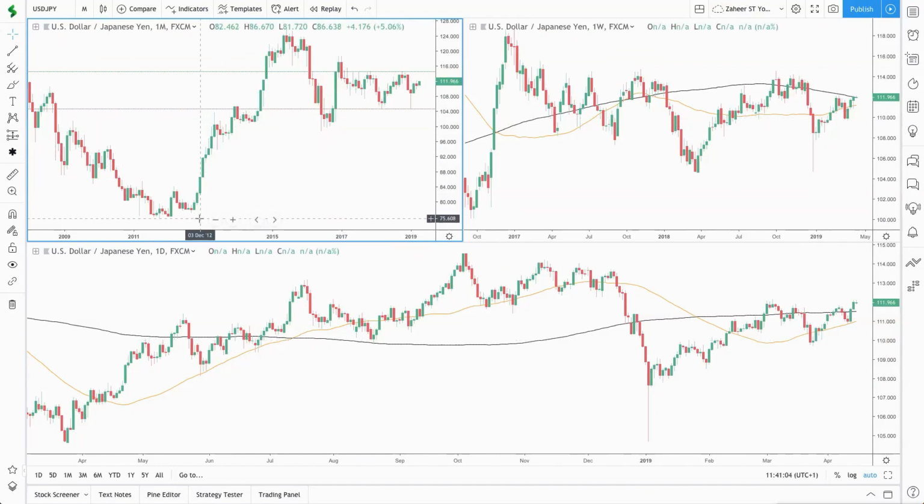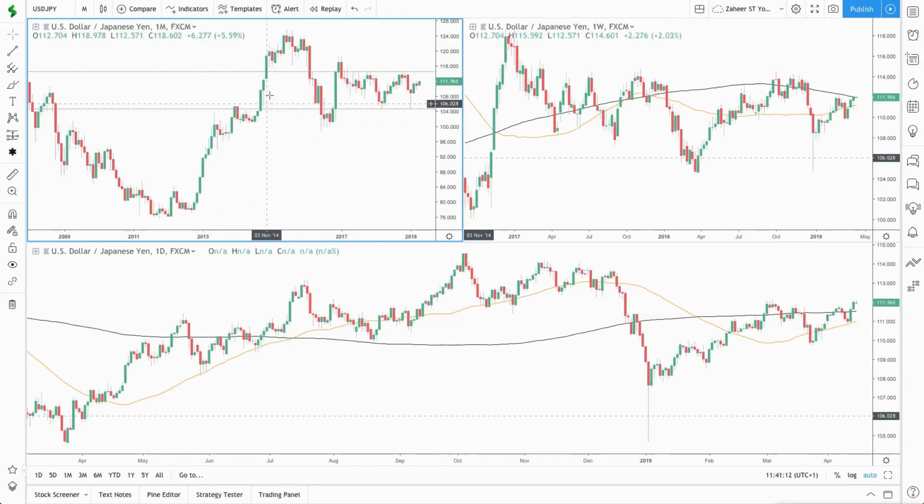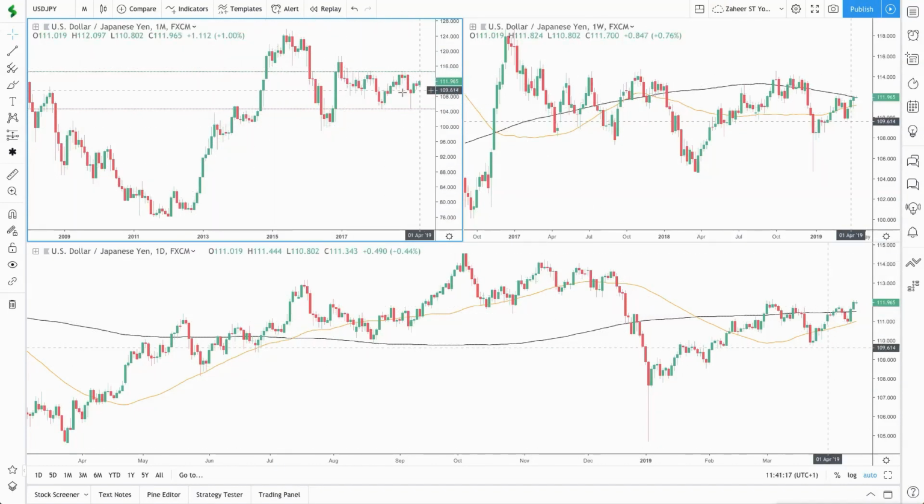We can see, looking at the US dollar Japanese yen, the last time we had any trends were back in 2012, 2013, up to 2015. So a good long period of trend, which we profited very nicely from. But since then, the market's just really been going sideways. What we want to see is a breakout.